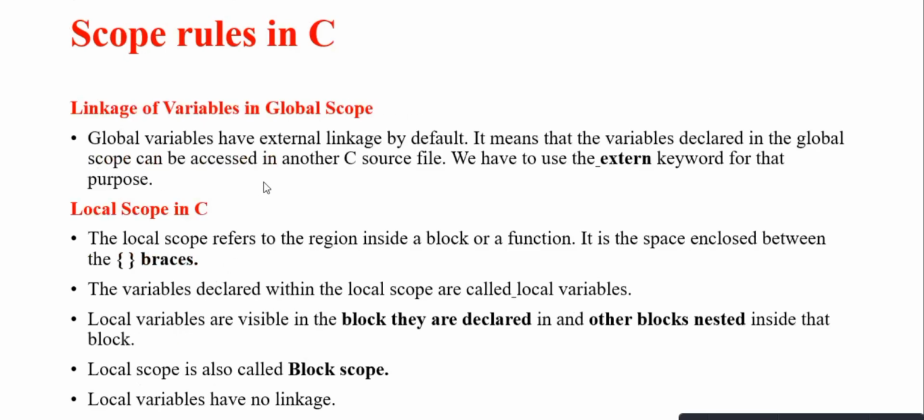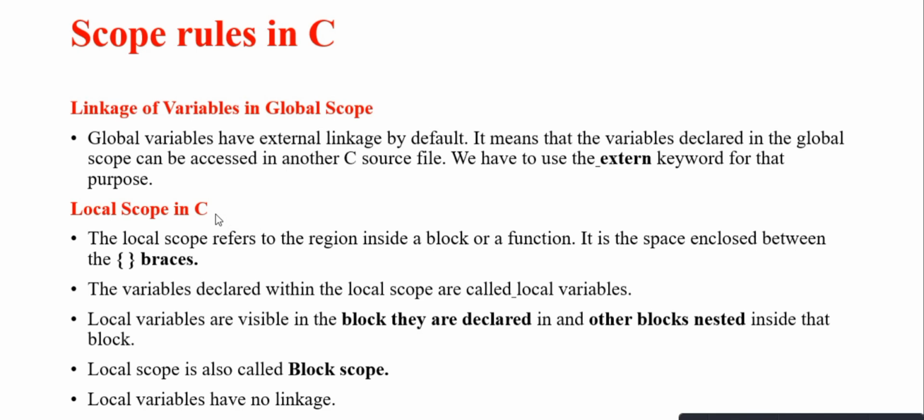Next, we have linkage, linkage of variables in global scope. What is that? Global variables have external linkage by default. It means that the variables declared in the global scope can be accessed in another C source file. We have to use the extern keyword for that purpose.